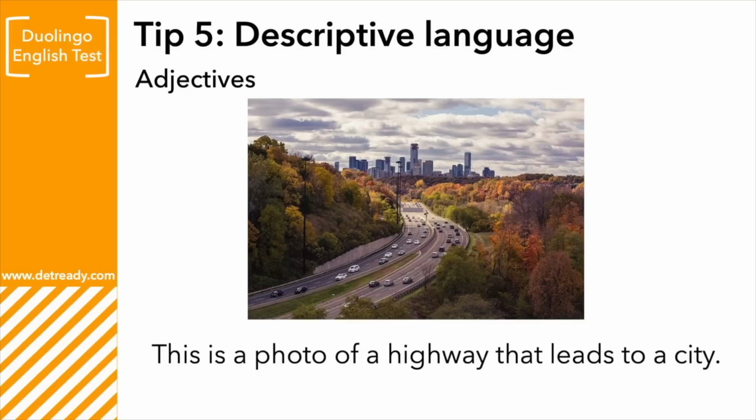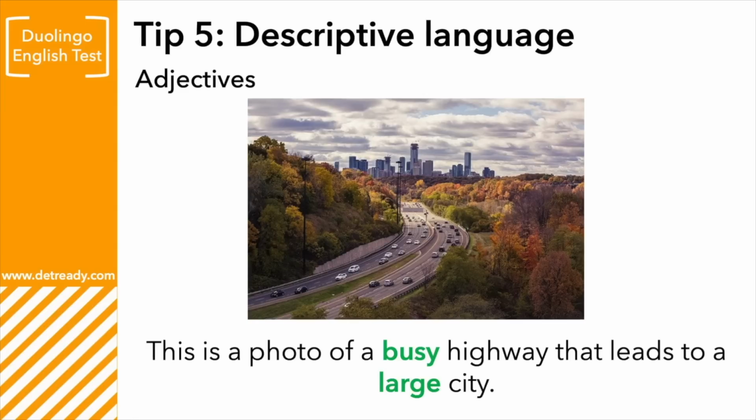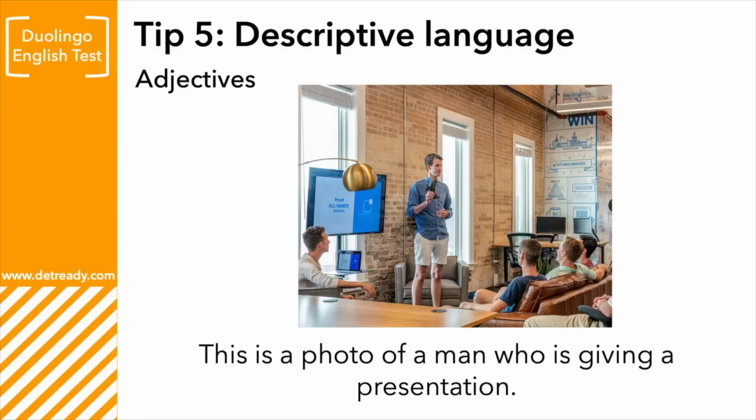Okay, that's not bad, but let's use some adjectives to describe this photo better. For example, this is a photo of a busy highway that leads to a large city. How about this example? This is a photo of a man who is giving a presentation.